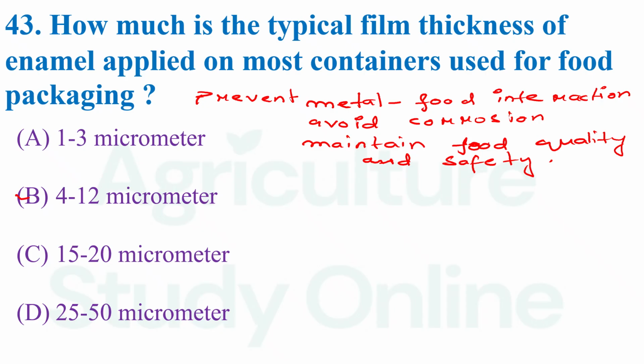So typically the thickness ranges from 4 to 12 micrometer. So this is the standard internal coating thickness, and this is thin enough to maintain the flexibility and even avoid the cracking during the processing, and it is even thick enough to provide effective protection. So 1 to 3 is too thin, 15 to 20 thicker, and 25 to 50 is excessively thick. So correct option is option number B.